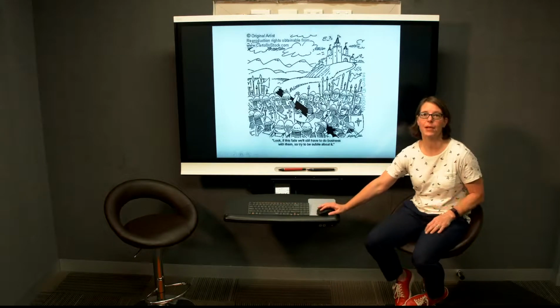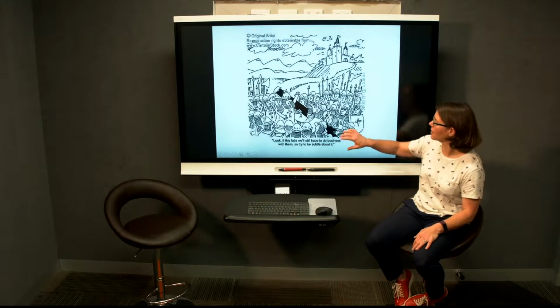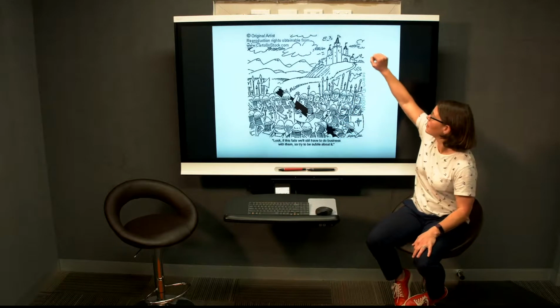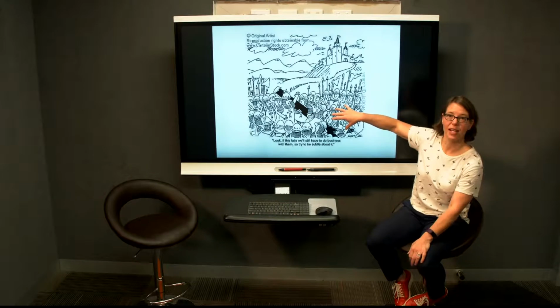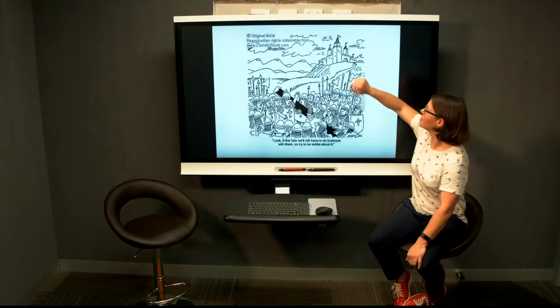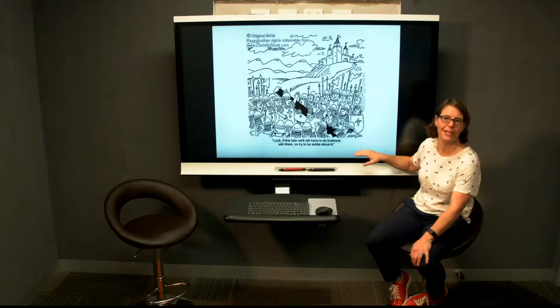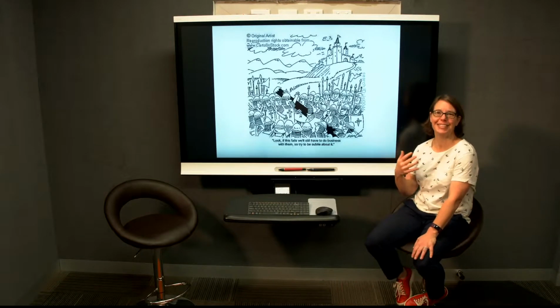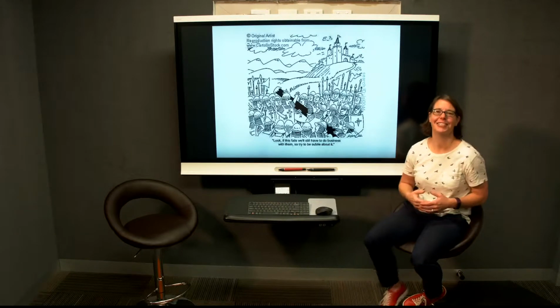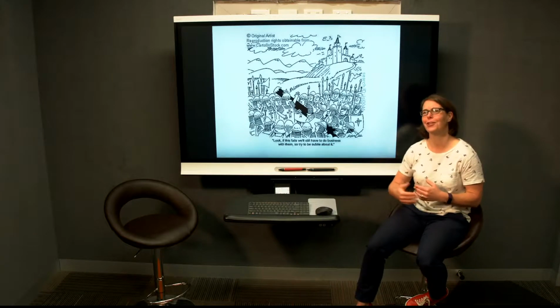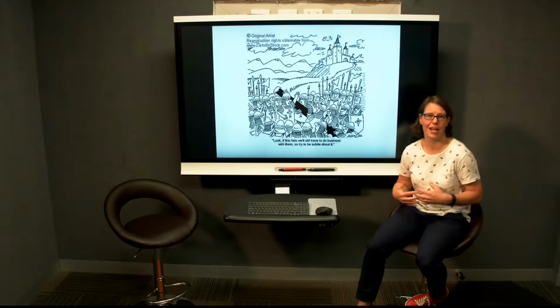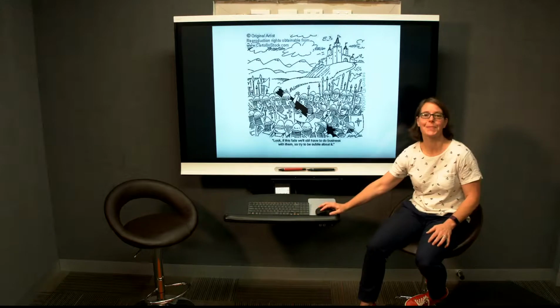This is an image. It might be hard to see, but you can see that there's a whole bunch of people fighting. It's sort of medieval time. They're going to organize a raid. You see a castle up there, and then you have the caption: "Look, if this fails, we'll still have to do business with them, so try to be subtle about it." Right? So once again, it's trying to get across how do we communicate? We really want something, but how do we maintain relations?